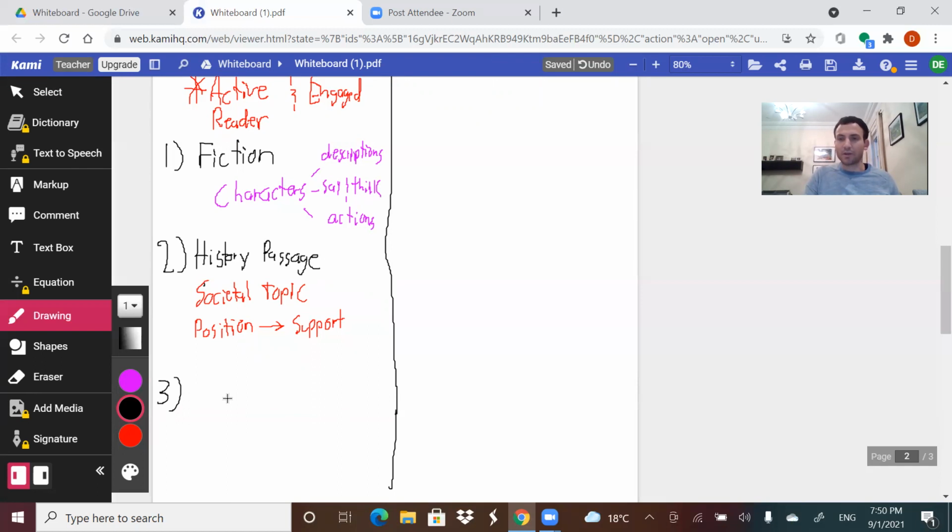Anyway, the last type of passage you get is your science passage. And it doesn't have to be biology.